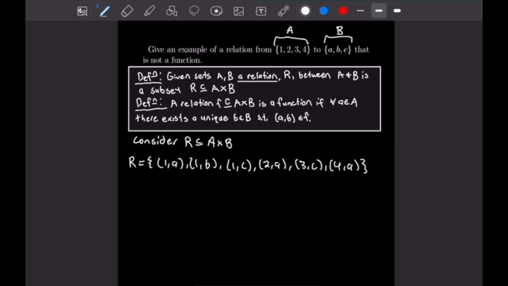Great. So we can see that this is a subset of A cross B, as the first part of all these ordered pairs is from A and the second part is from B, but we can see we have failed our uniqueness, as for all a in A, there is not a unique b in B. Great, so let's get into the next one.